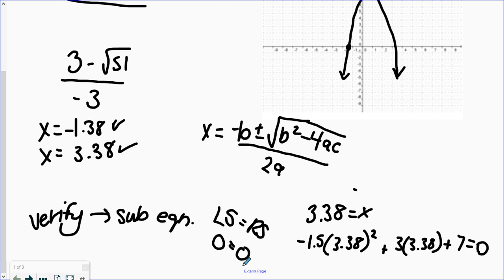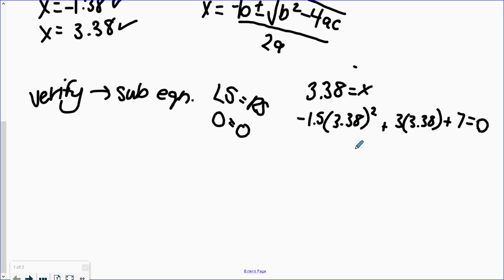So extend page. I'm just going to use the calculator on my phone. 3.38 times 3.38 times negative 1.5. So this part translates to, remember order of operations: you do exponents before you do multiplication. So I'm going to do 3.38 squared and then multiply it by negative 1.5.